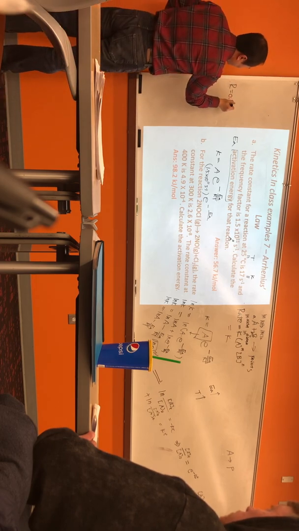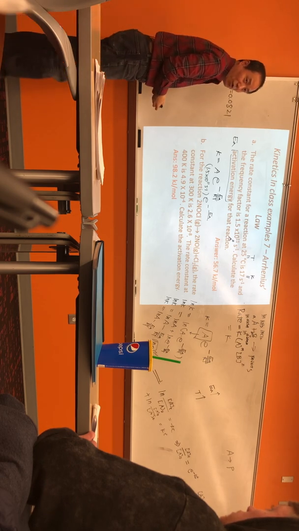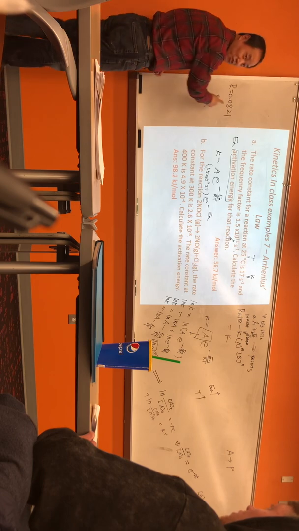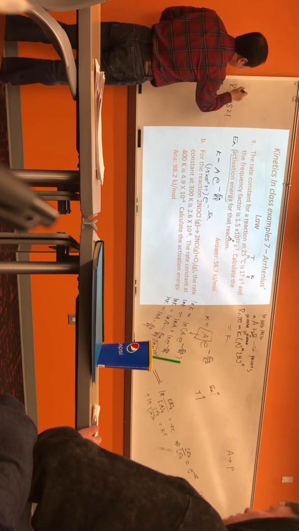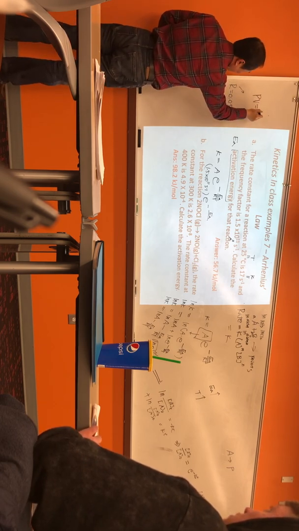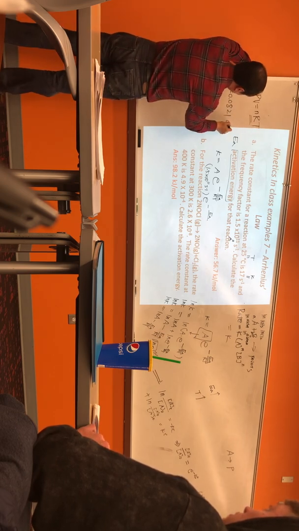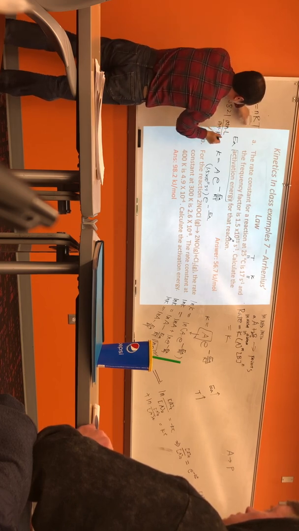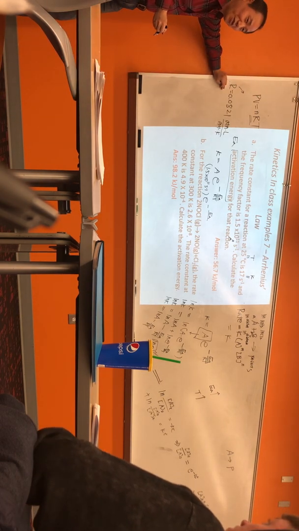R is 0.082. What's the unit? Or 8.314? No, this is right. This is the gas constant you use for the ideal gas law, so the unit is pressure, which means atm times liter divided by mole divided by K. This is the right gas constant for that, but we don't use this one in Chem 2. This is for Chem 1.